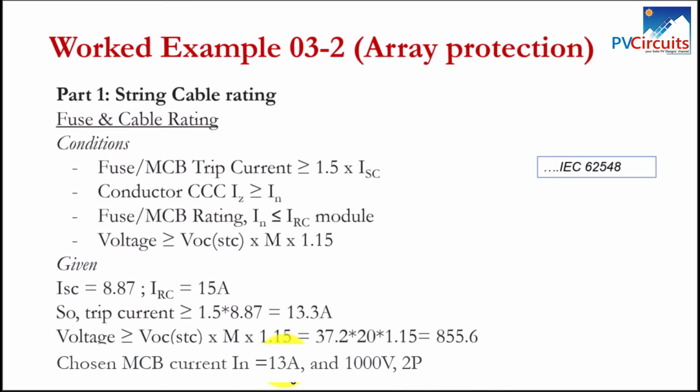The chosen MCB has a rating of 13 amps. We are doing this because 13 amps is slightly less than 13.3, but the next fuse is 16 amps. You are likely to get other manufacturers making fuses or MCBs which are outside the standard ratings that we had shown before. So in this particular case, we've just settled for the 13 amps.